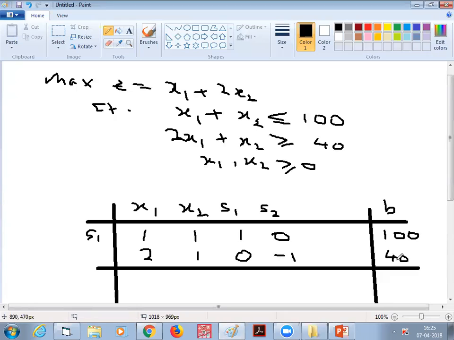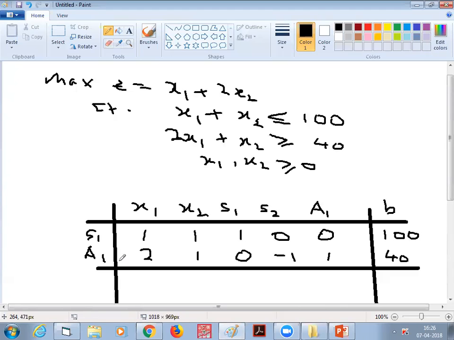That's why I need an artificial variable. That's why I bring in an artificial variable in the second constraint. So it will be 2x1 plus x2 minus s2 plus a1. And now I have an identity matrix, s1, a1. And so now a1 can be a basic variable. Yes? Everyone can see?